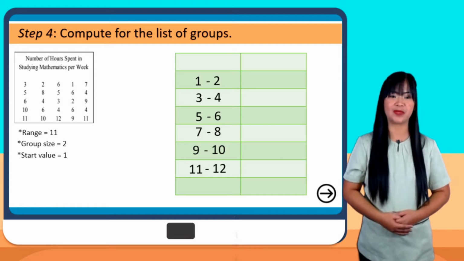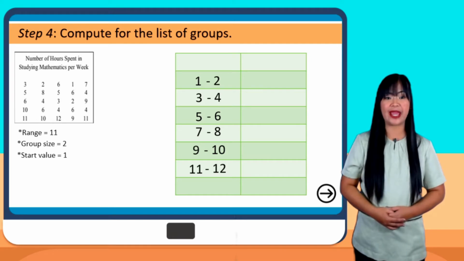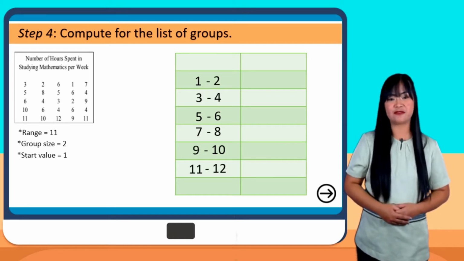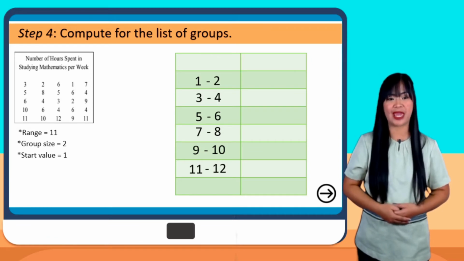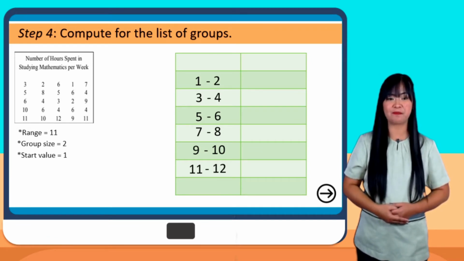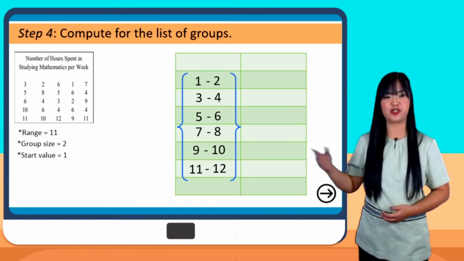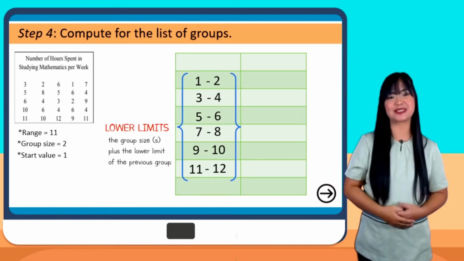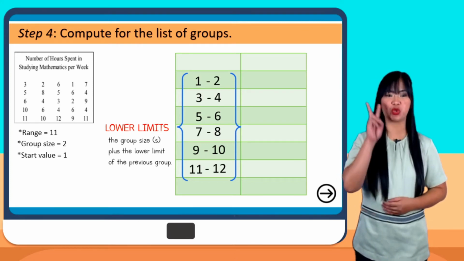We can now stop at 12 since it's already the highest score. Also, it says from the given data that we only have 6 groups. And if we count the number of groups that we have 1, 2, 3, 4, 5, 6 groups already. Good job, guys! These groups that we have formed are classified into 2.